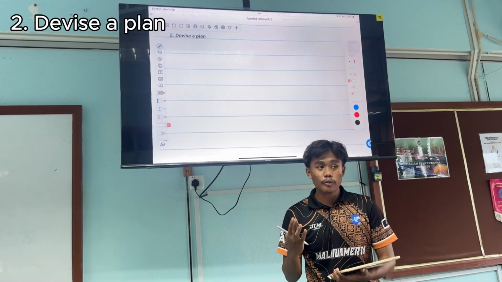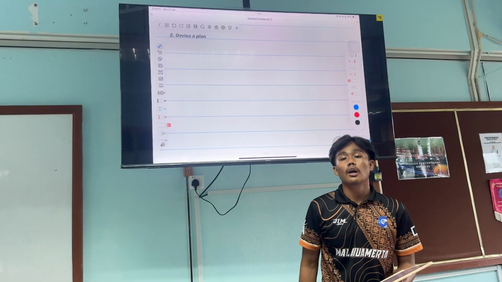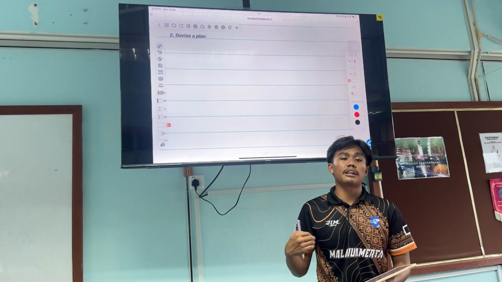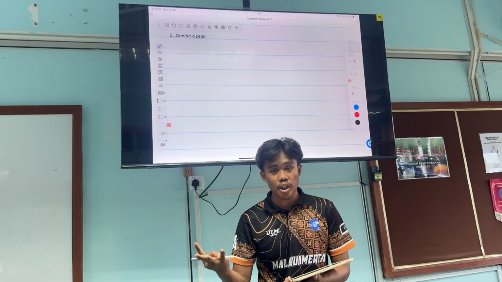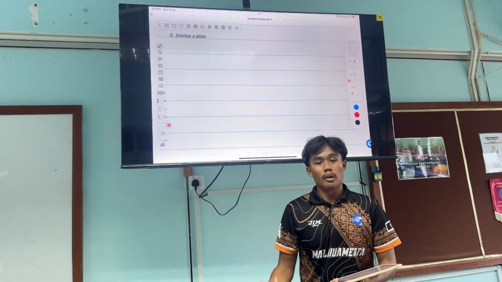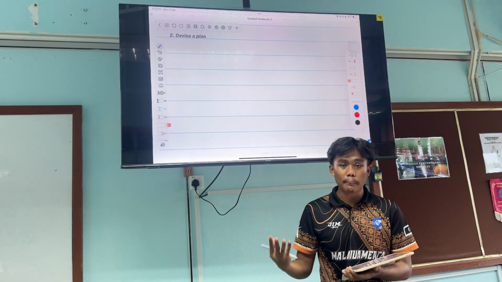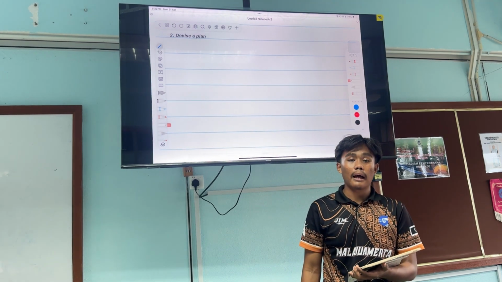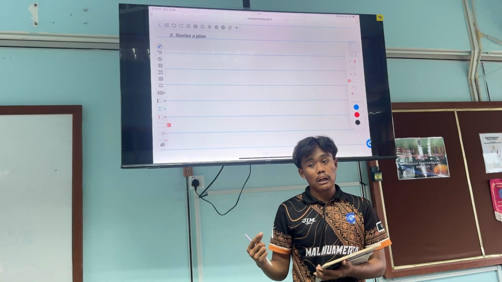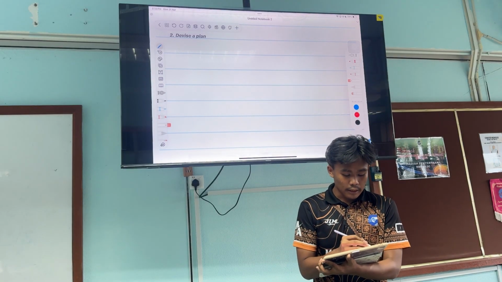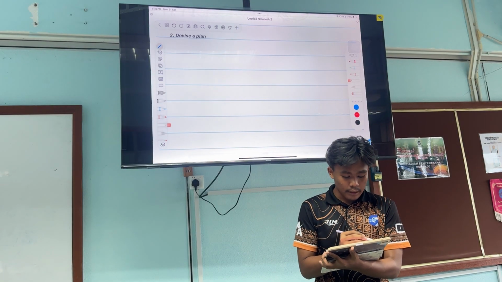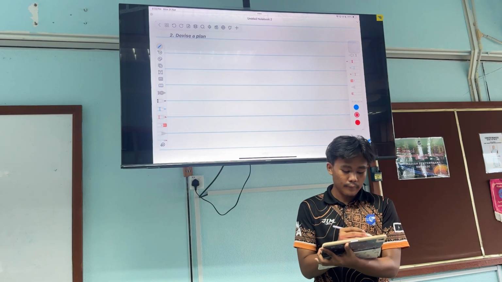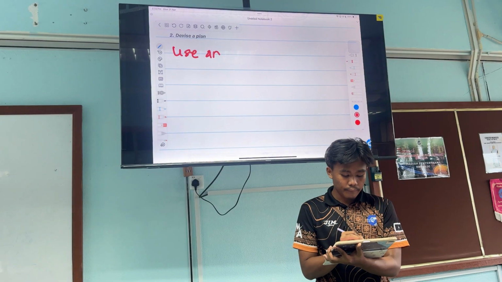Okay, after we understand and comprehend the problem well, we need to devise a plan. There are 6 strategies that we can use: guess and check, make a table, working backward, look for a pattern, use an algebra, or draw a diagram. In this question, after we consider a lot, we can use an algebra.